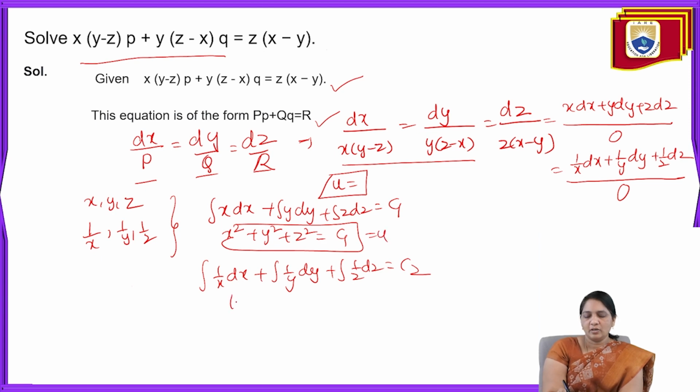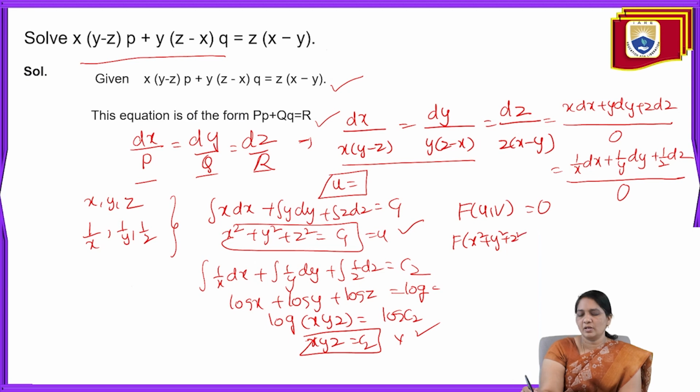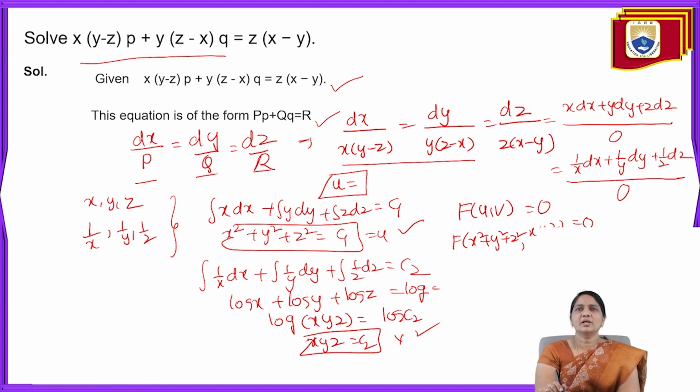And here we'll get log x plus log y plus log z. So here we are going to write some constant with the logs. So then log x y z equal to log c. So finally x y z equal to c2. This is our second solution. I got u and v. I can write the general solution, that is f of u comma v equal to 0. What is u? f of x square plus y square plus z square comma x y z equal to 0. So this is the way to solve the given problem by using the set of multipliers.